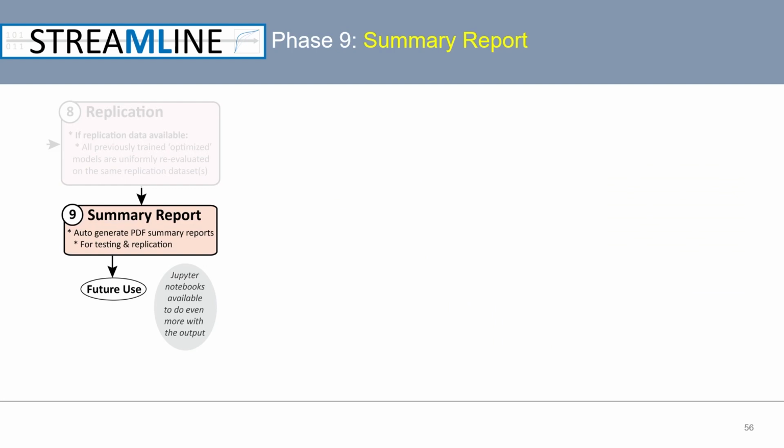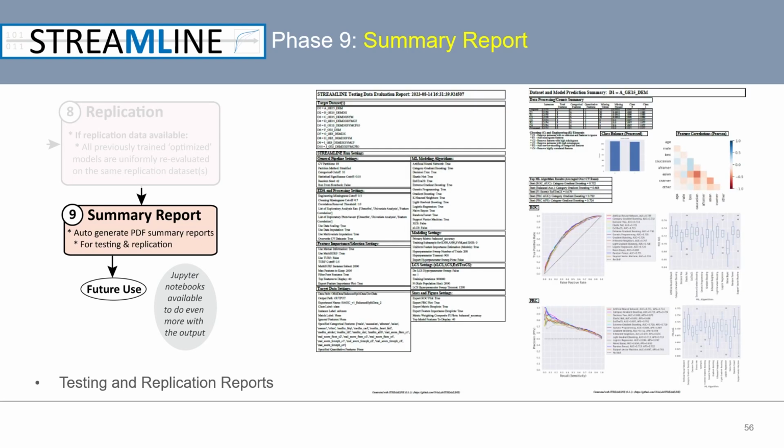And lastly, phase 9 of STREAMLINE generates a summary report. Such a report can be generated for both testing, capturing phases 1 through 7, or for each replication analysis, capturing phase 8. These PDF reports provide a convenient, easily shareable documentation of the analysis, including STREAMLINE run parameter settings and major results for all analyzed datasets.